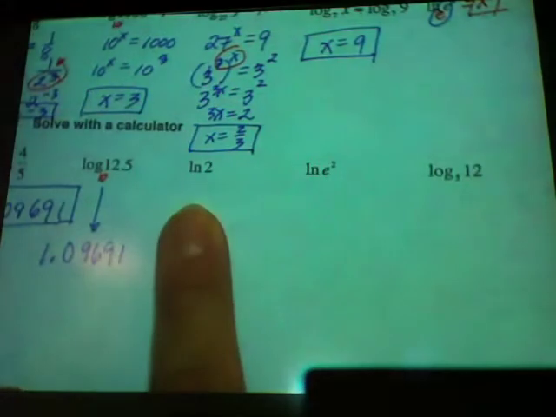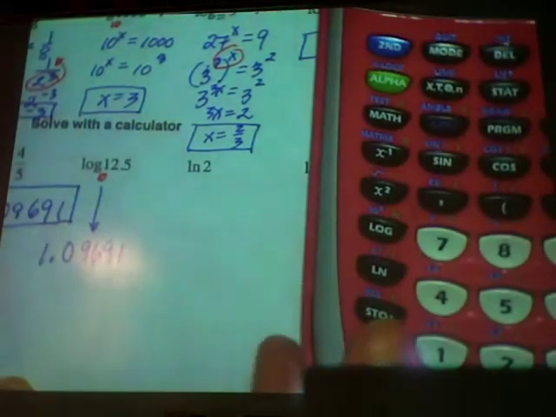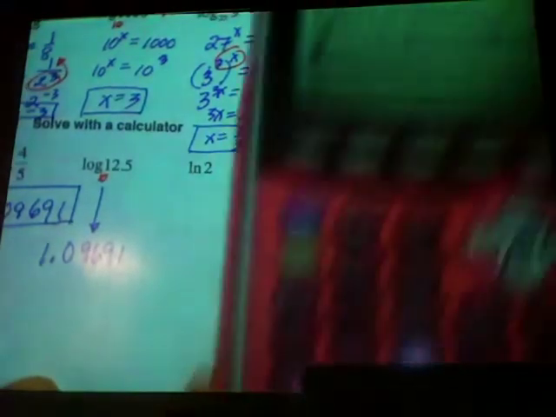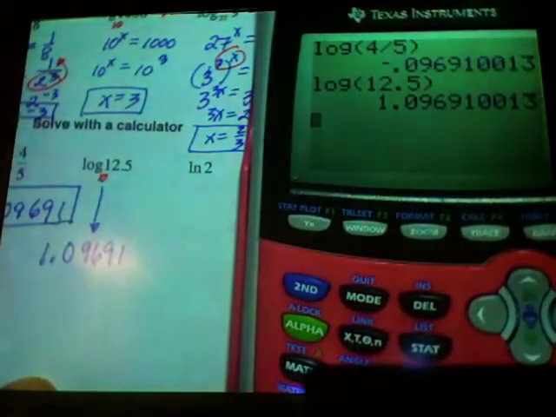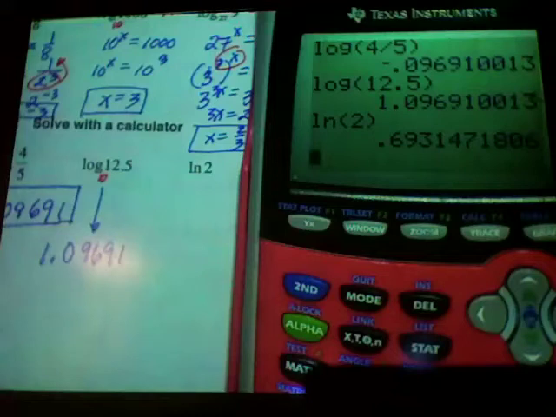All right, so now find your natural log. So you're just going to find your natural log button, which is right below your log button right here. And it's going to use that base of e. So natural log of 2 is 0.6931. Round to the 4, what do you get? A 5.